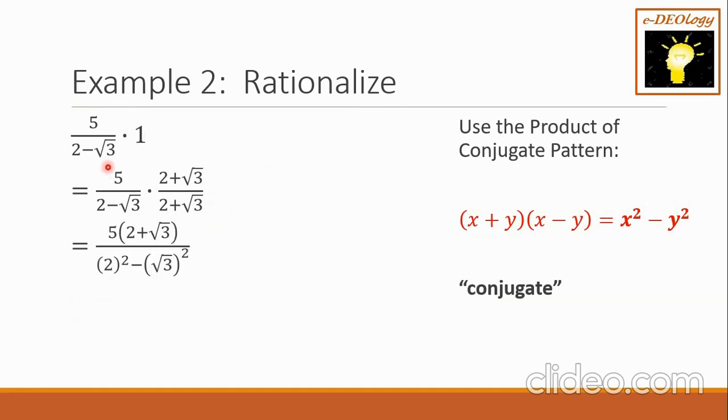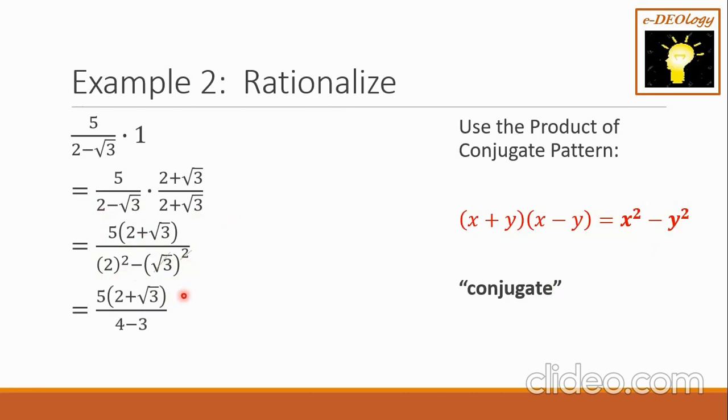The next is, we're going to multiply now the numerator by numerator, denominator by denominator. In the numerator, the number 5 is multiplied to the binomial. We'll just put them together: 5 times the quantity 2 plus the square root of 3. In the denominator, we're going to apply now our special product. So the first term 2 is now copied and then raised to 2. Then minus the square root of 3 is copied and also raised to 2.